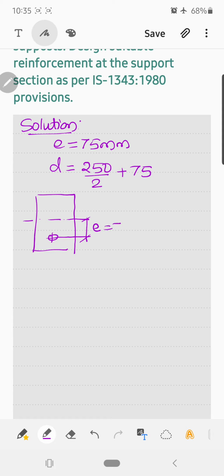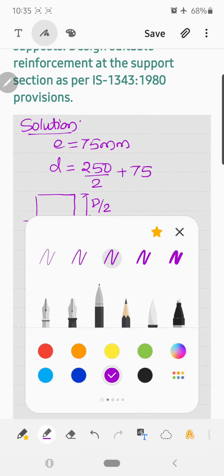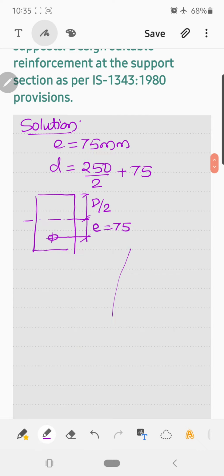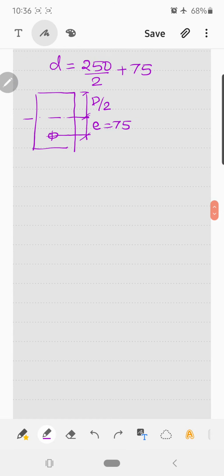This is 75 mm. This is d by 2. So d by 2 plus e, this is d by 2 plus e, here small d. So d we'll get as d equals to, so d is 200 mm.